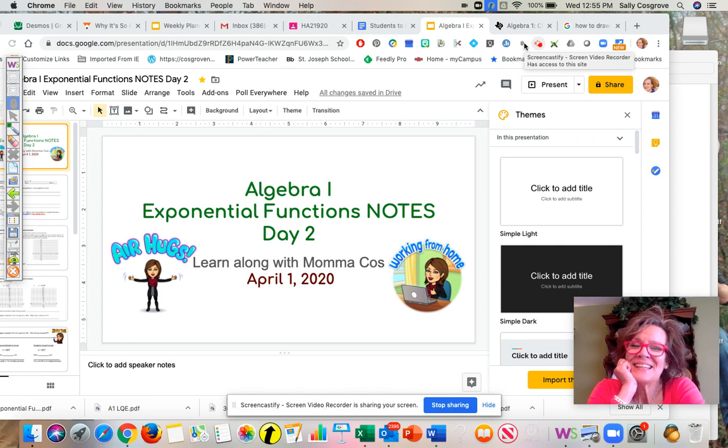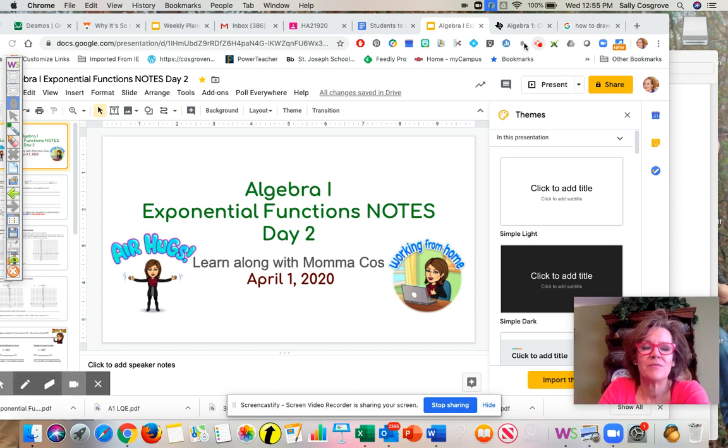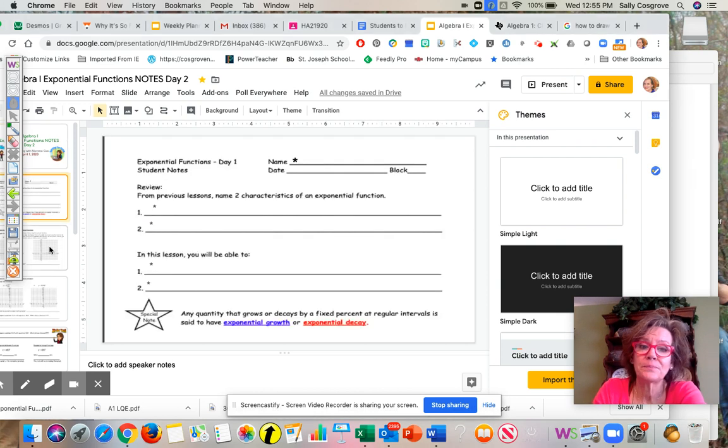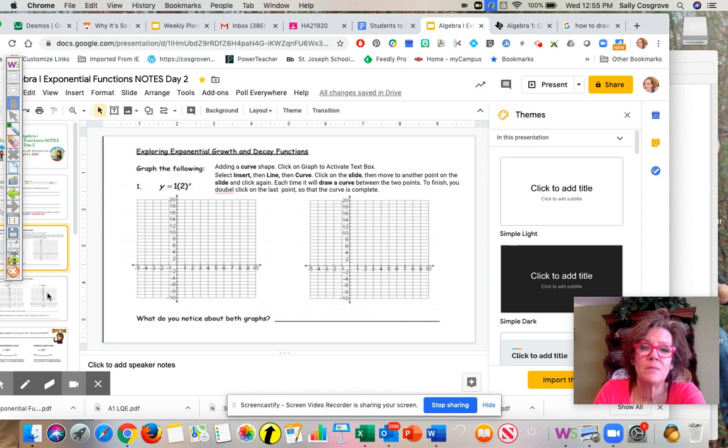And today we're going to look at some exponential function notes. In fact, it's our second day on exponential functions. And today I have a PowerPoint slide to go along with the notes that we've done in our pink book. So you will see this PowerPoint on Google Classroom.